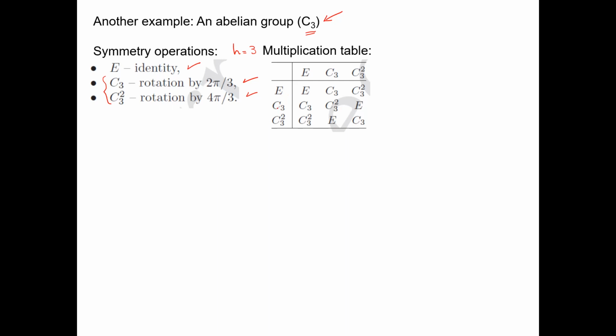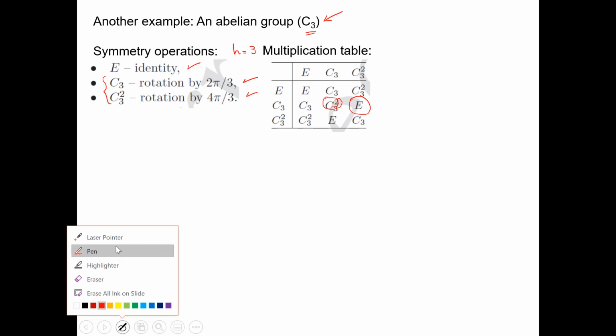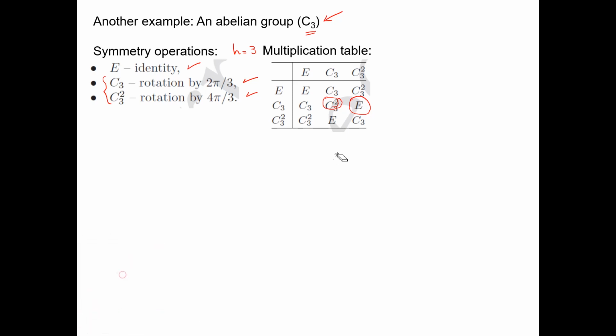So for instance, C3 times C3 is C3 squared, and if you apply C3 and C3 squared, you get the identity again. So it rotates by 2 pi, so you get the identity. So this is a very simple group. I'm sure you'll be able to figure out this character table.